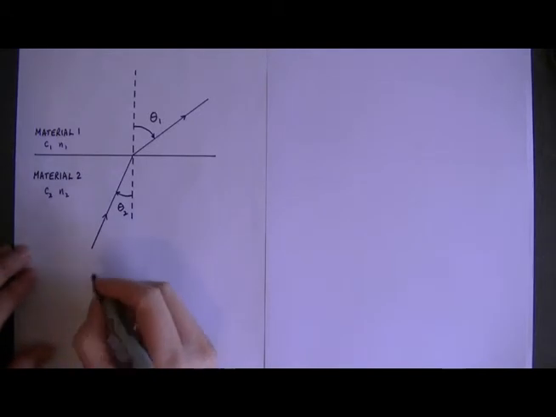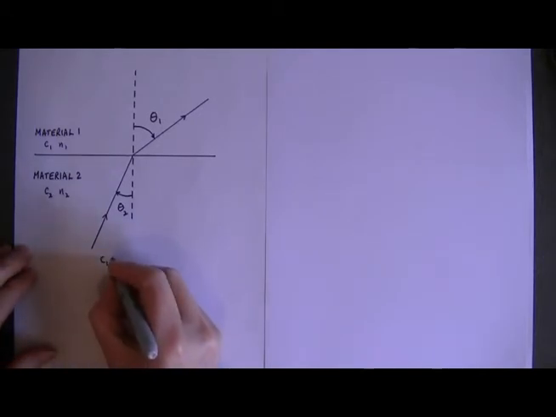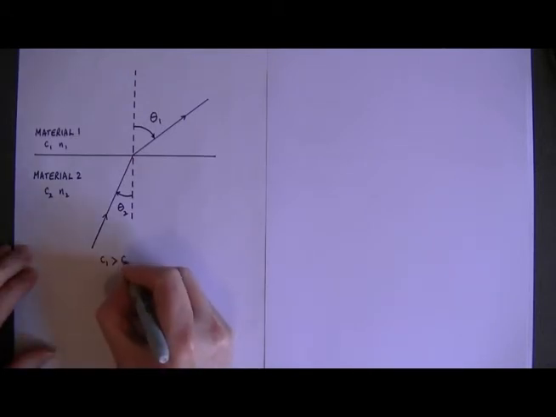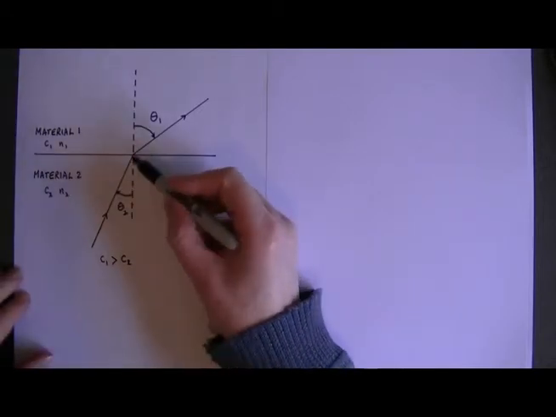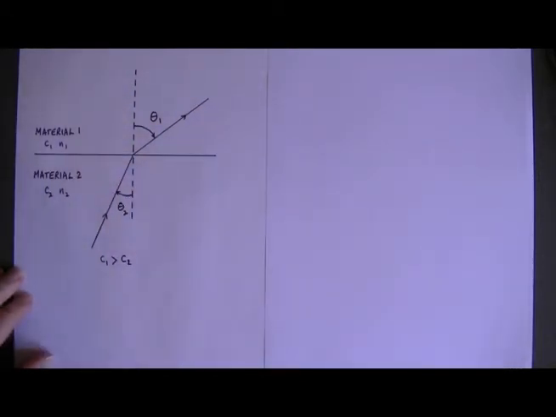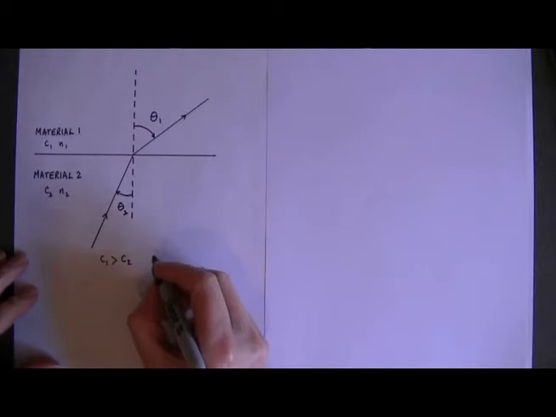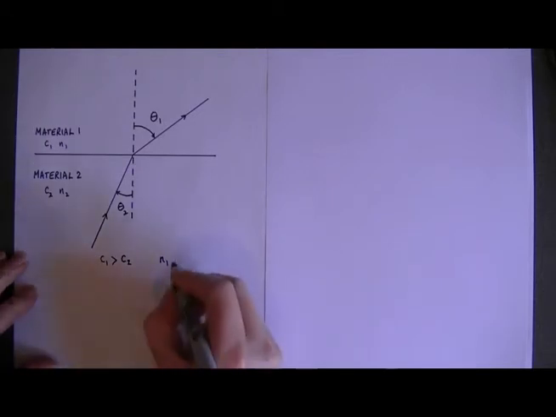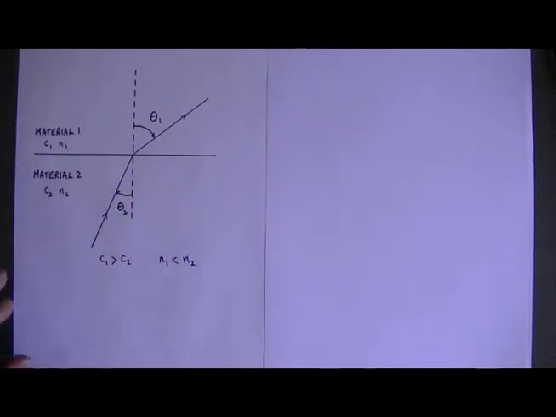Let's now consider a more general case where we've got two transparent materials, material 1 and material 2, such that the speed of light in material 1, c1, is greater than the speed of light in material 2. That's why the light bends away from the normal when it goes from material 2 to material 1. Now this also means that the absolute refractive index, n1, must be less than the absolute refractive index, n2.